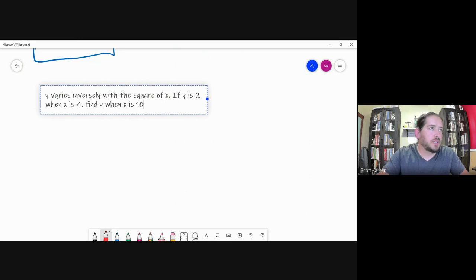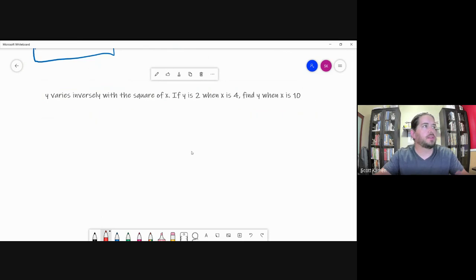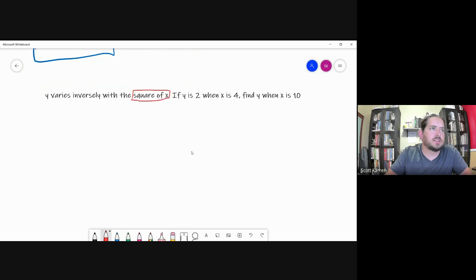I don't know, 10. Right? So we've got this. Y varies inversely, so that should tell us that we've got y equals k over... but it's not x anymore, it's the square of x. So it's a little tricky. They snuck the square in there, and by they, I mean I just wrote this, but this means I have y equals k over, not just x anymore, but x squared, right? Because it's inversely with the square of x, not just x.